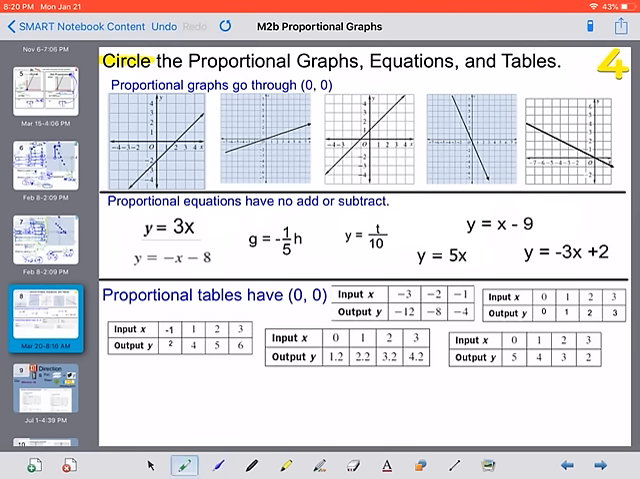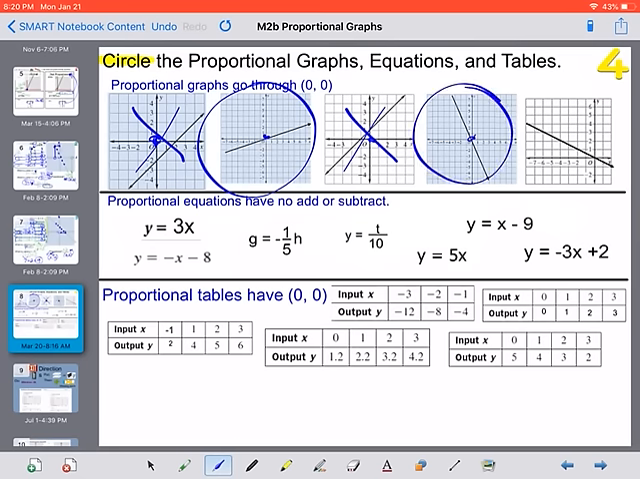So first, our proportional graphs, remember, go through the point 0, 0. This one does not go through 0, 0, so that's not proportional. This one does, so that is a proportional graph. 0, 0 is right here in the middle, and this one doesn't go through it. This one, yep, goes through the origin. And this one, yep, goes through the origin.